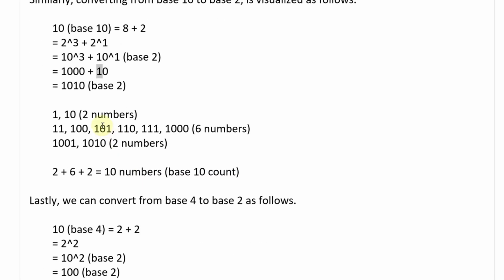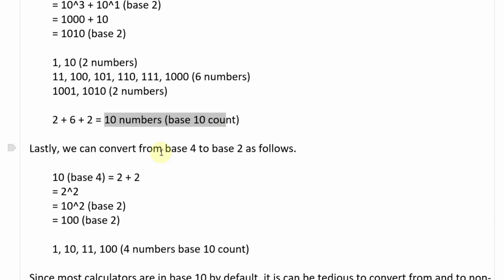And we can confirm this by writing this out, or expanding it, or counting it. So we have 1, 10, 11, then 100, 101, and then we have 110, 111, and then 1,000 right there. That's 6 numbers. So we have these 2 numbers, 6 numbers, and then we've got to keep going to this number. So we go 1, 0, 1, 1, 0, 1, 0, 1, 0. So that's 2 numbers. So we have 2 plus 6 plus 2. That's 6 plus 4. That's 10 numbers, base 10.